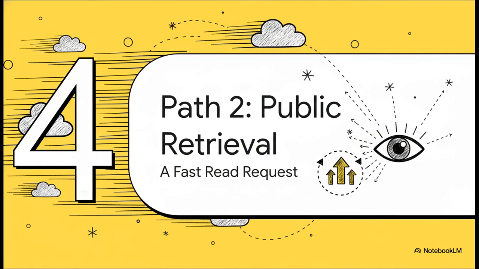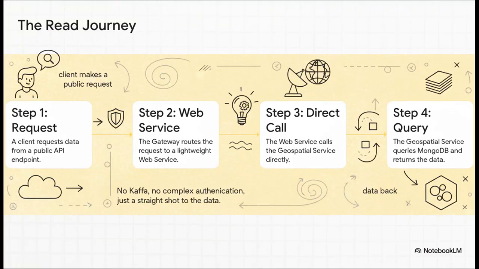Okay, now let's completely flip the script. What happens when someone just wants to look at the data? This is where path 2, the public retrieval journey, comes in, and its one and only job is to be fast. I mean, just look at how much simpler this is.